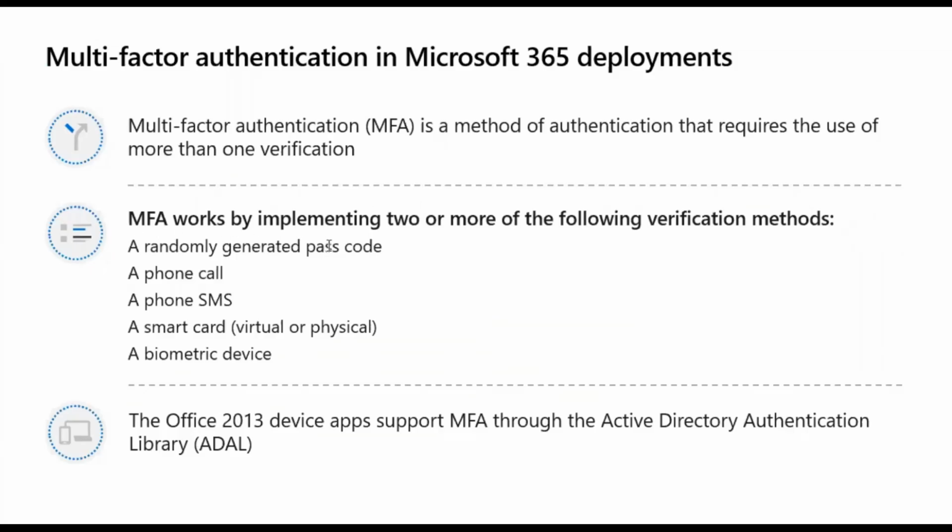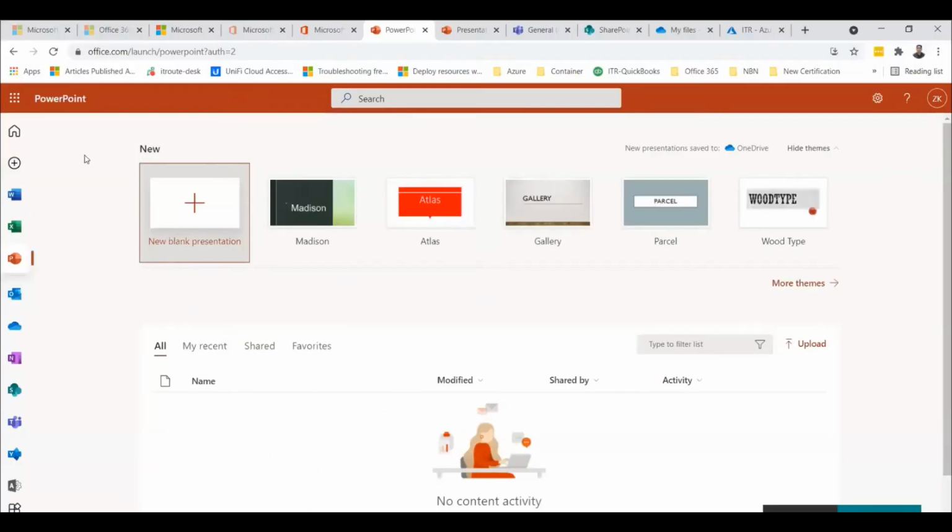So multi-factor authentication works by implementing two or more of the following verification methods: a randomly generated passcode, a phone call, an SMS, a smart card, a biometric device. So many options we have. Office 2013 client apps support MFA through the Active Directory Authentication Library. These are some of the applications that support this system. But multi-factor authentication, currently we are not using any multi-factor authentication, but we can enable it.